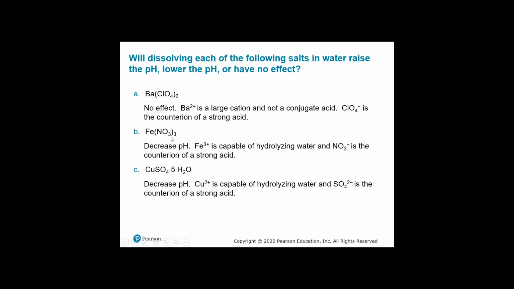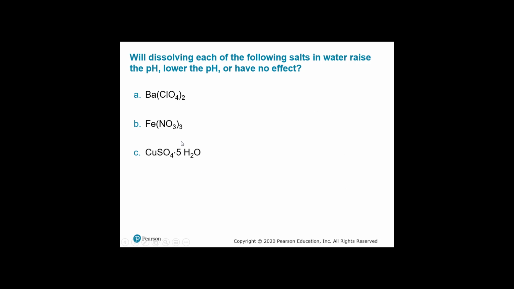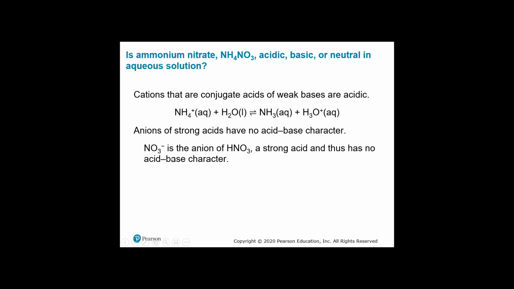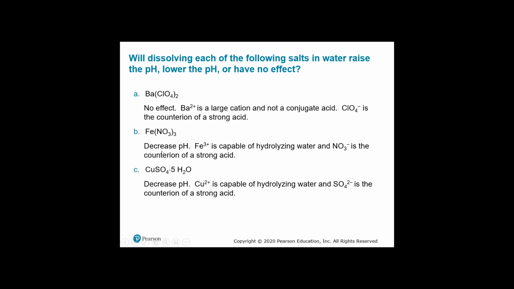Now we have iron 3 nitrate. Well, we just discussed nitrate, and nitrate has no effect because it comes from a strong acid. So what we need to look at is the iron. Iron is a highly charged metal, so this will affect the solution and decrease the pH because it'll make it acidic. And here we have copper 2 sulfate with waters.